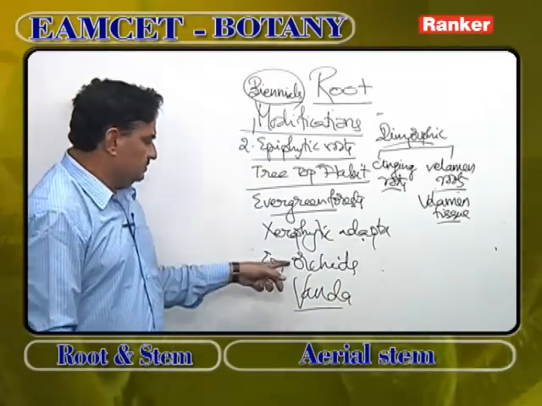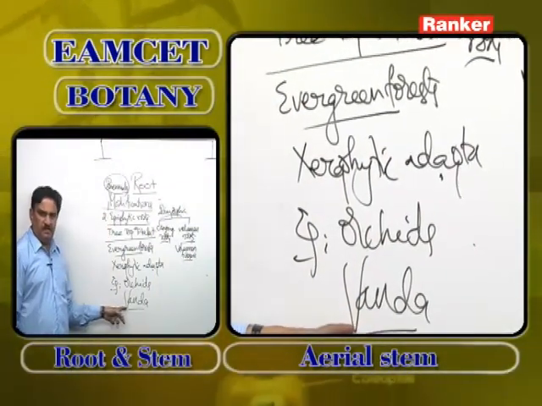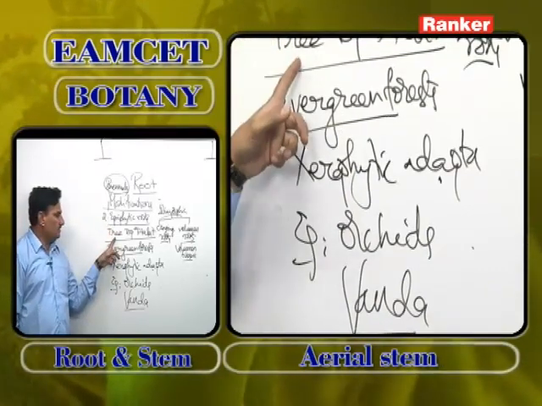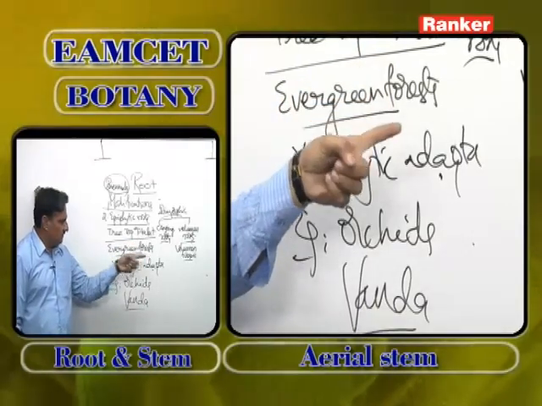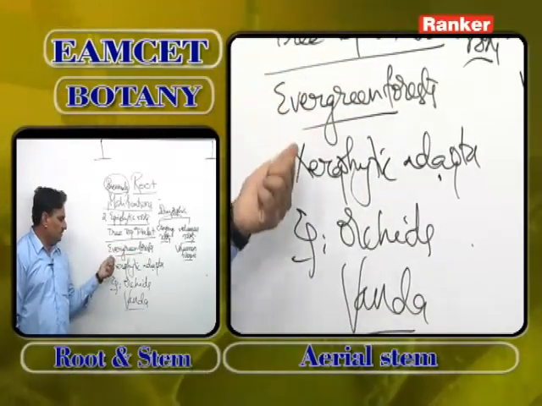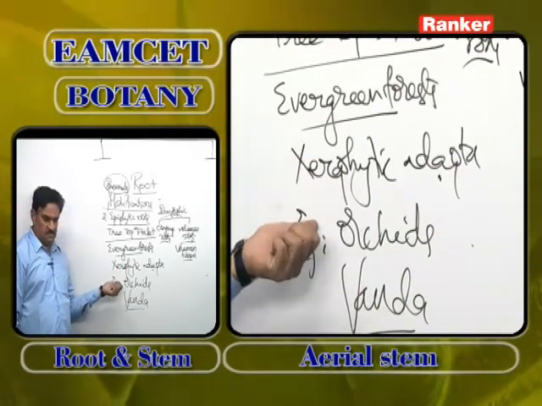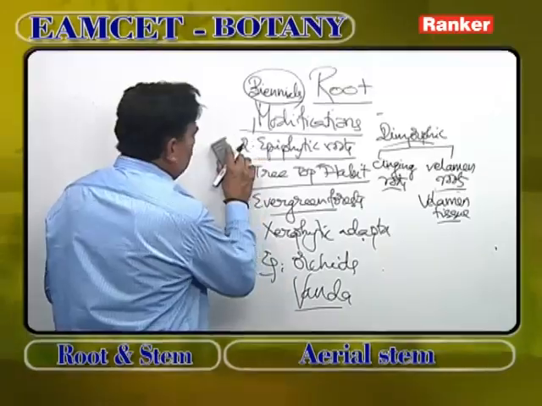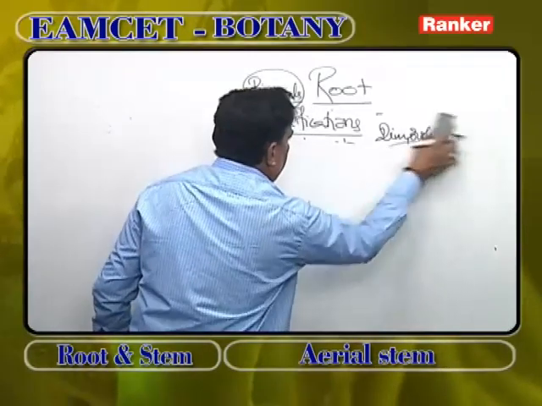So many orchids show epiphytic roots. A particular example will be Vanda. Plants which grow on other plants only for support, popularly known as treetop habit, have clinging roots and velamen roots. What is velamen tissue? And why they show xerophytic adaptations. The particular example will be orchids, and the individual example will be Vanda. This is about epiphytic roots.